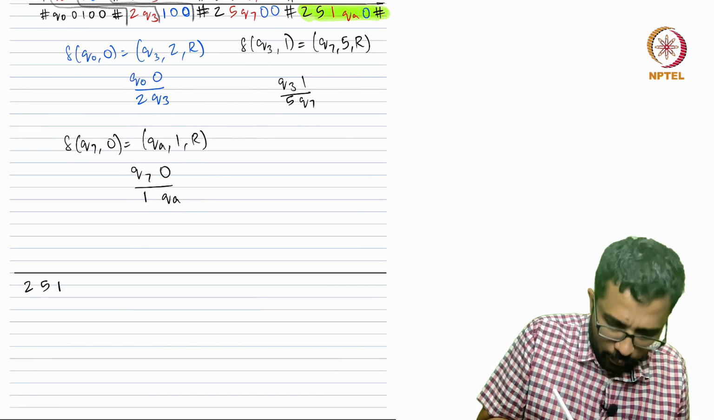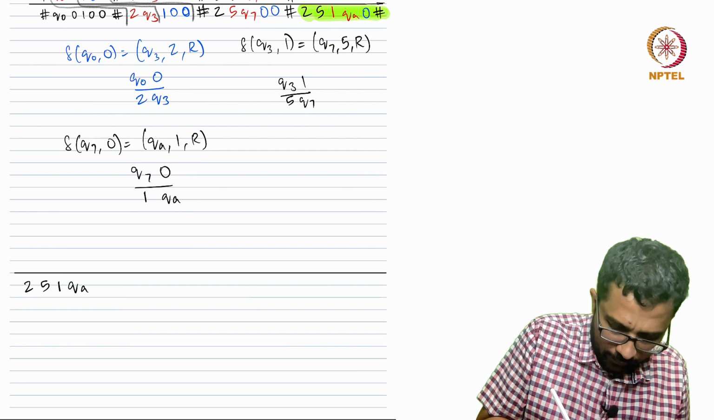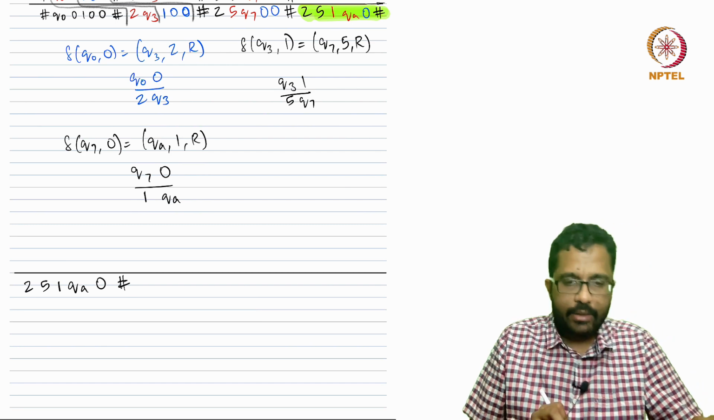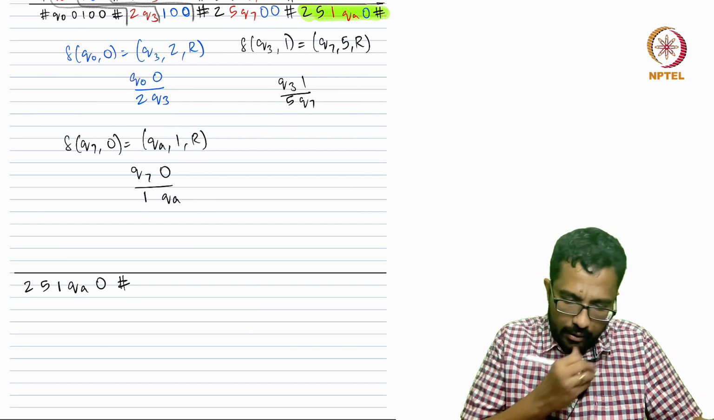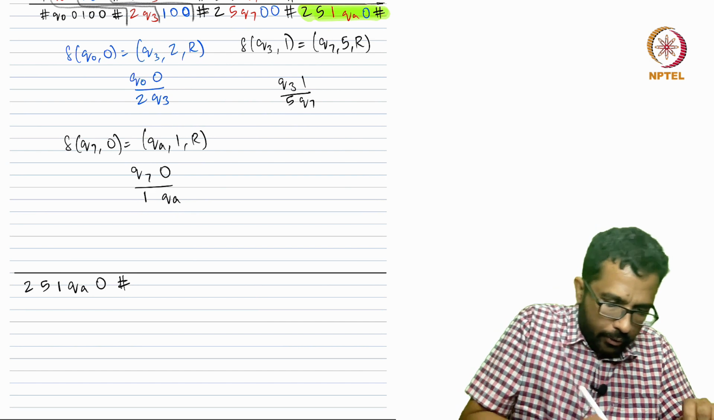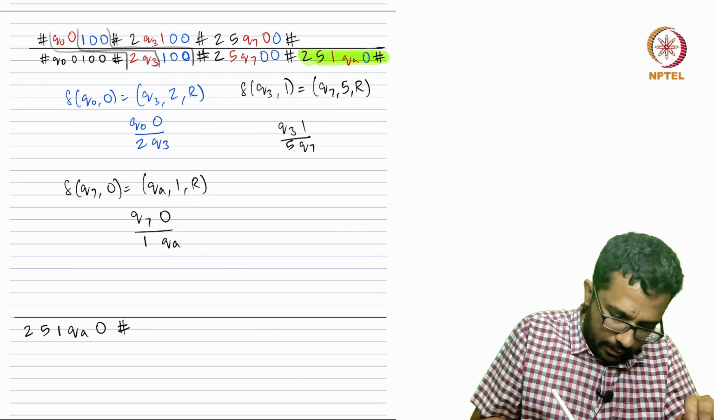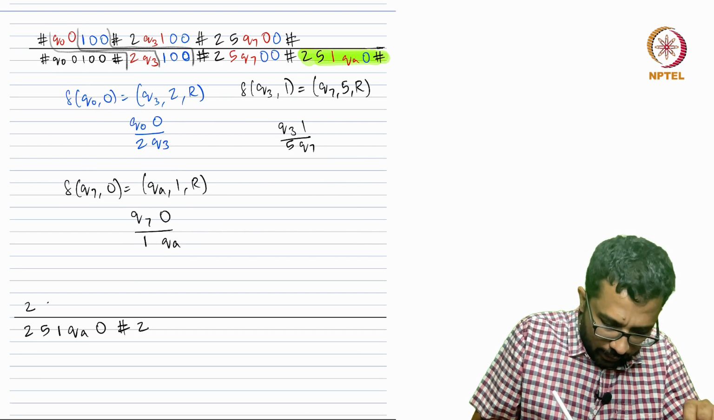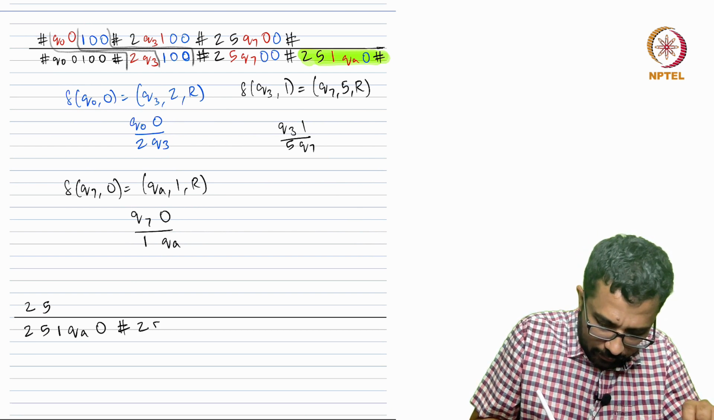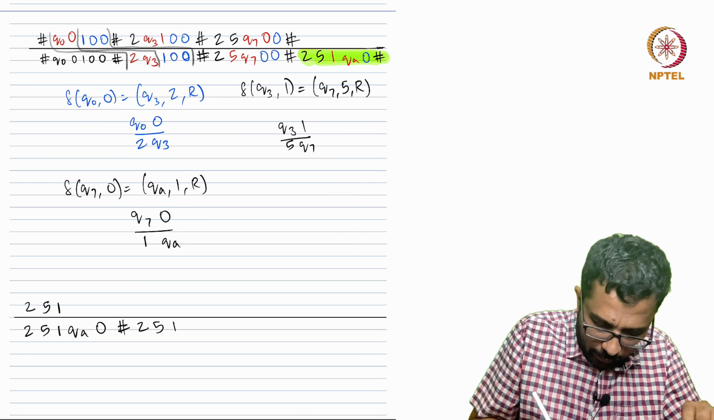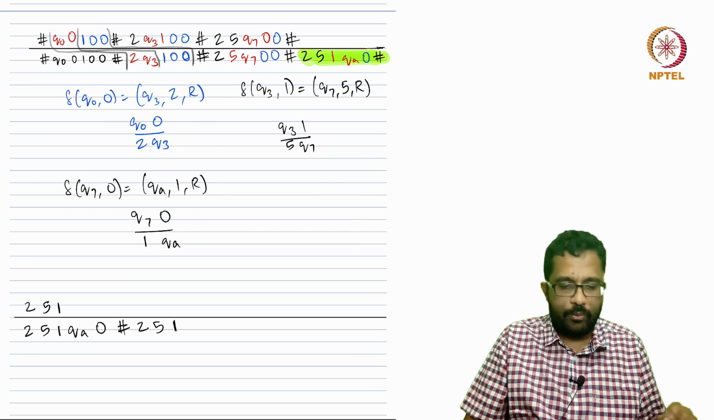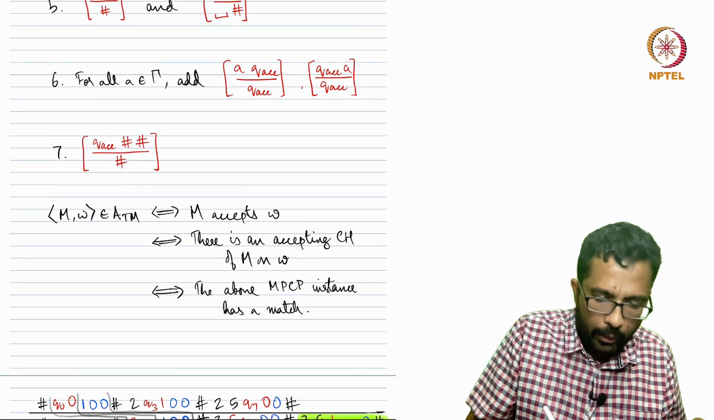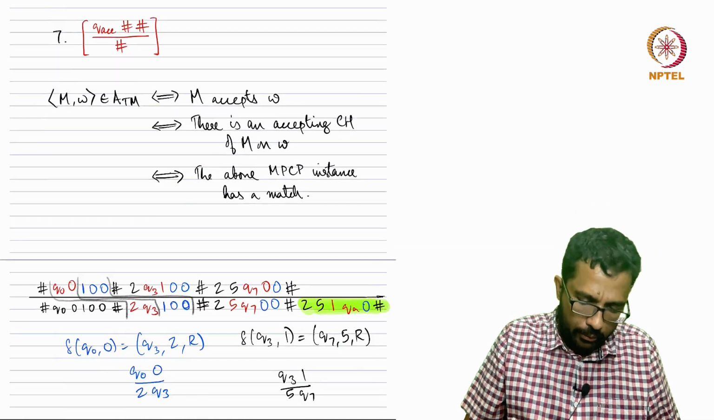2 5 1 qa 0 hash, and yeah, that's where we are, right? So now we could use 2 here on the top and 2 at the bottom, 5 on the top and 5 on the bottom, 1 on the top and 1 on the bottom, which is all single dominoes where you have 2 2, 5 5, 1 1, and then I will use this domino q accept by q accept, right?